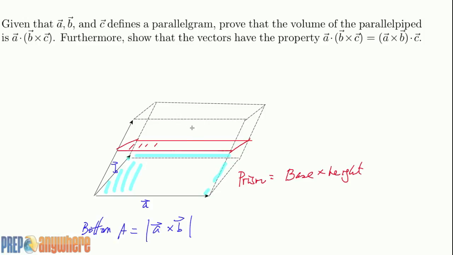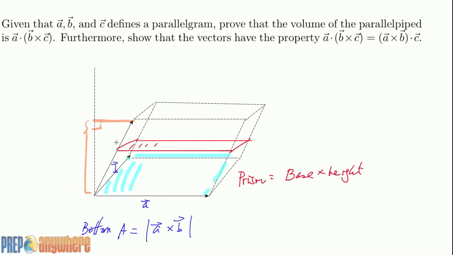Alright, now I need to multiply that by the height. And here's where I get the height. I draw a normal. I draw a line that's perpendicular to both A and B. So that's the line that represents that. And what I'm going to do is, to find the height, I'm going to project this vector C onto this perpendicular line. Right? Then you get the exact height of this parallelepiped.